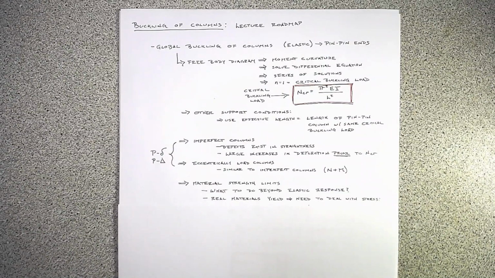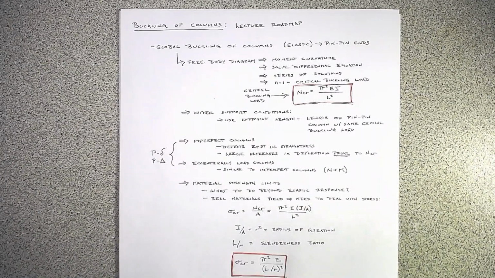After we do that, all of this has just been looking at an elastic section, but real materials yield. So we need to figure out how we incorporate that yielding in our derivation and our eventual design equations. Essentially what we want to do is go from a critical load to a critical stress, and that's the overview of where we're going with this lecture.